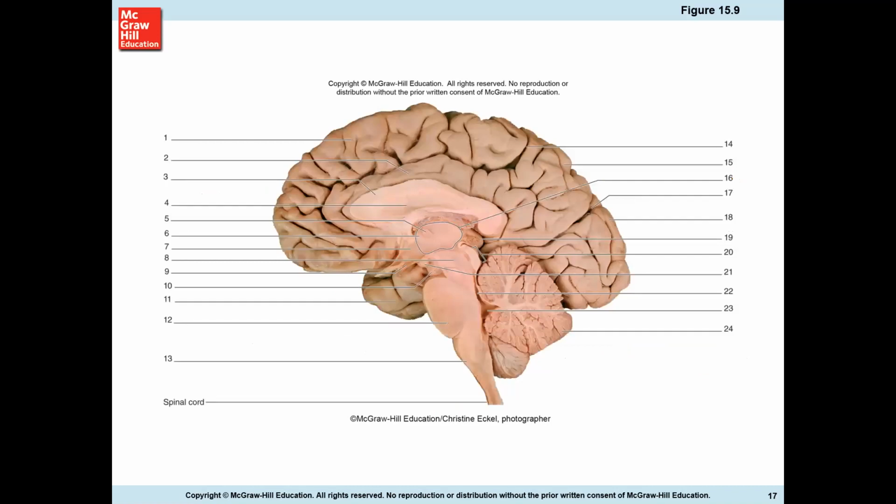So again, let's go through some of the parts. So I already showed you the main parts and the lobes of the cerebrum. So let's rule out the cerebrum. This is all cerebrum here, all that cauliflower looking stuff up here. You know where the corpus callosum is. You know where the septum pellucidum is. You know where the fornix is. Here's the corpus callosum here.